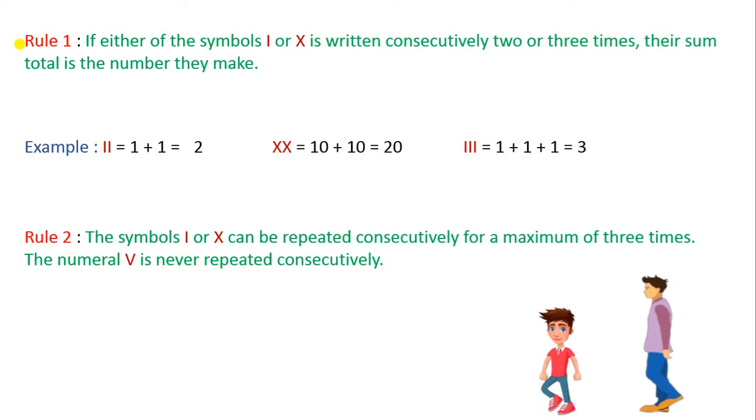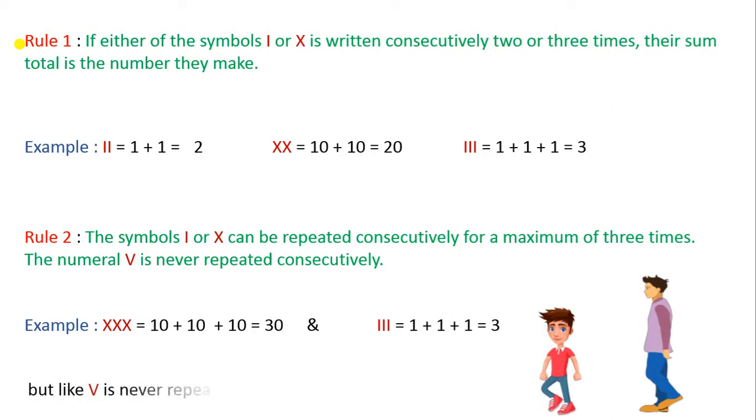Yes. Let us see examples. We can use X 3 times, that is XXX, and it is 10 plus 10 plus 10 equal to 30. And as we saw in the first rule, 3 times I, that is III, is 1 plus 1 plus 1 equal to 3. But V is never repeated. Yes sir, I got it.